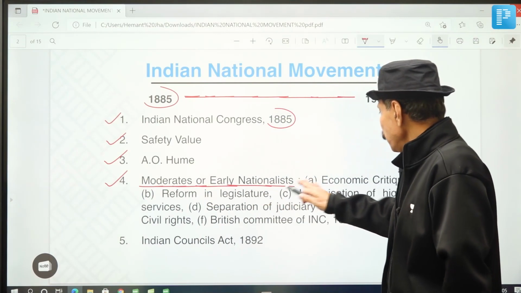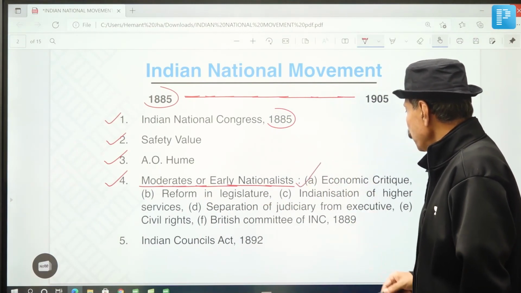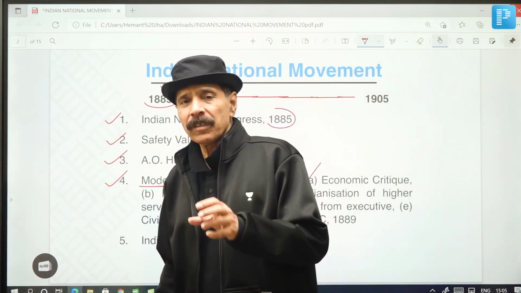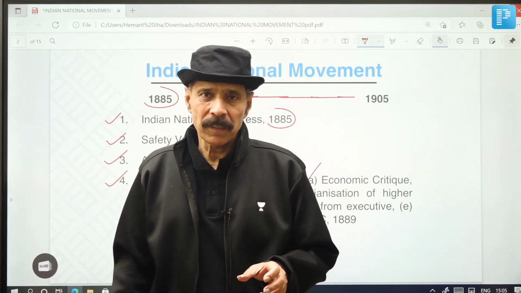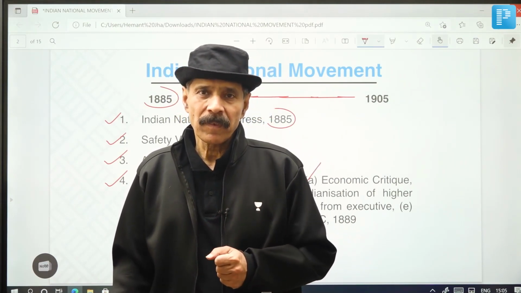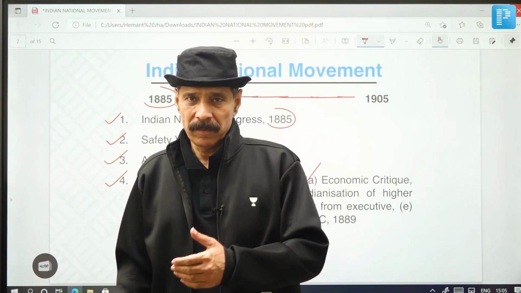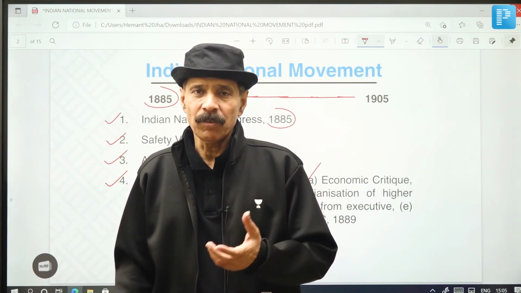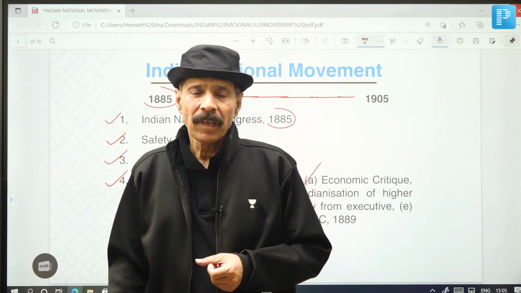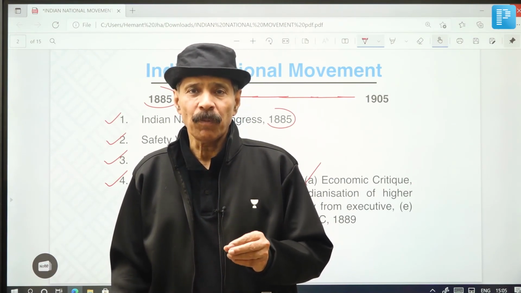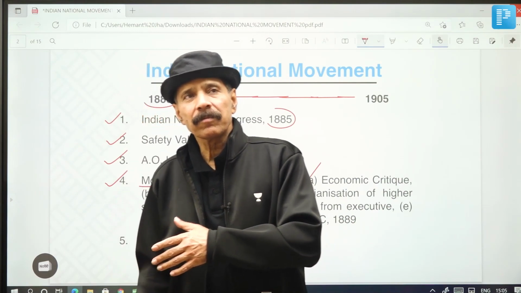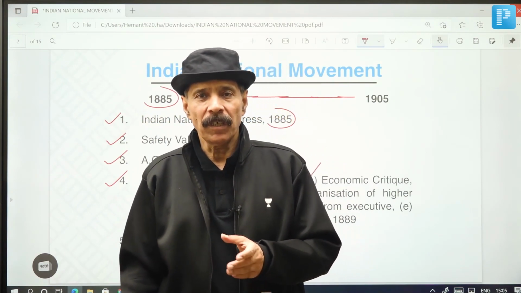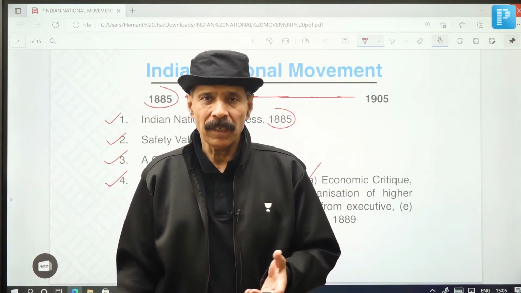So under the moderates or early nationalists, number A is the economic critique, very, very important. Economic critique refers to the criticism of the British economic policies and their impact on India. This included the drain theory, commercialization of agriculture, land revenue settlements, etc. And Dadabhai Naoroji was the first to present this. Then many other leaders also got associated, like G.B. Joshi, M.G. Ranade, Gopal Krishna Gokhale, R.C. Dutt.